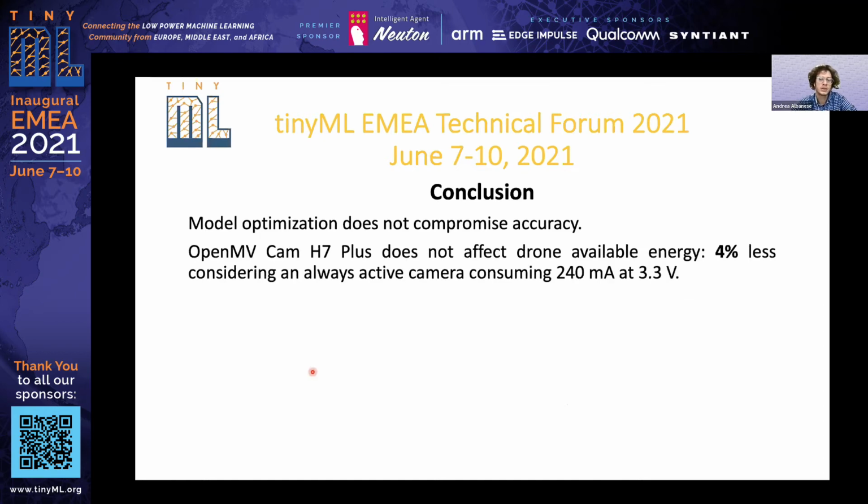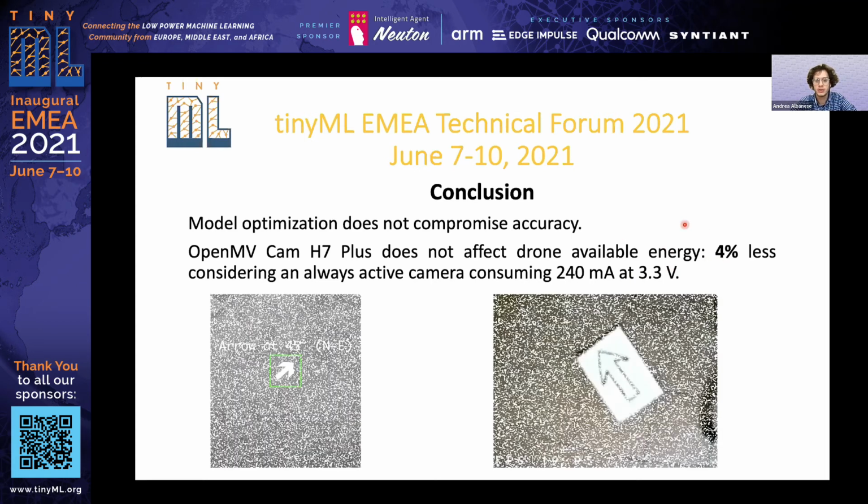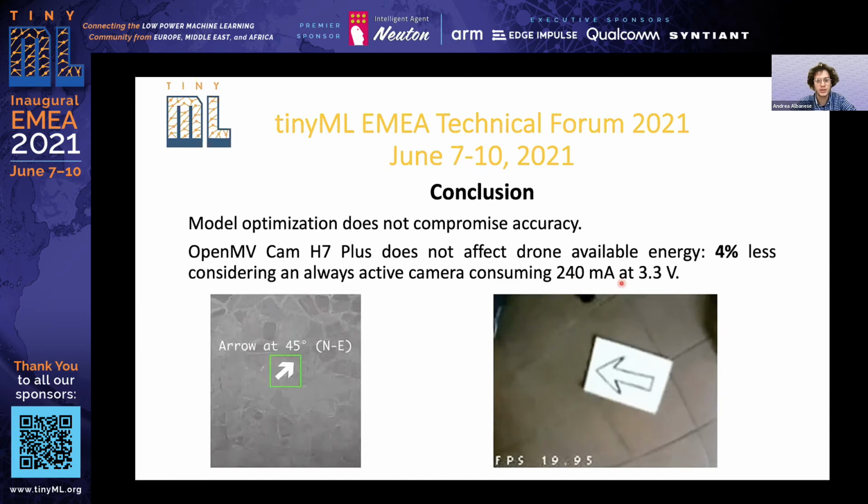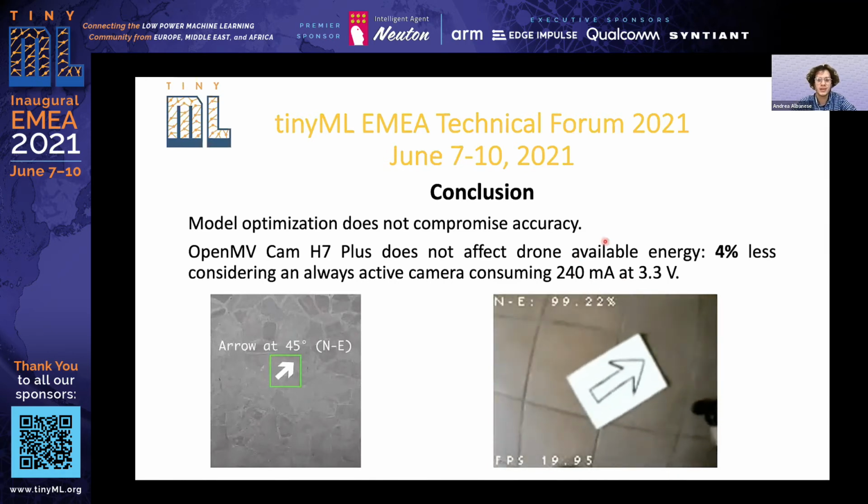Moreover, a consideration about the system energy consumption is taken into account. In fact, considering a small size drone and an always active camera consuming 240 milliamperes at 3.3 volts, it reduces the drone's available energy by only 4%. And finally, it is possible to see a demonstration of this algorithm.